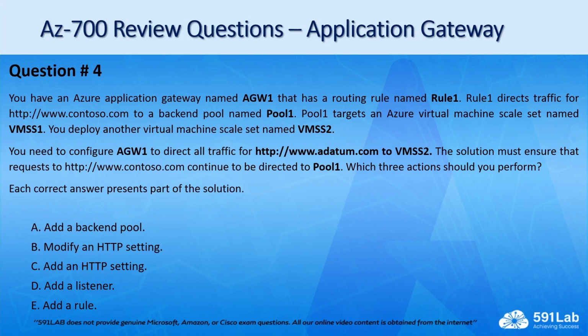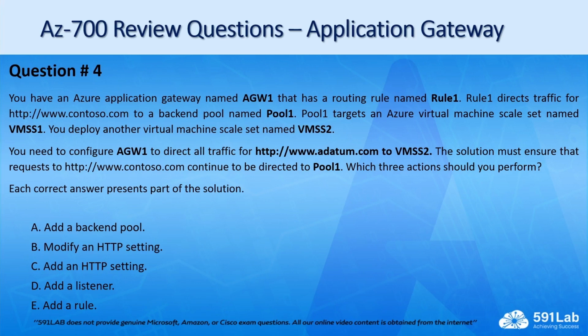So let's understand this part. We have one application gateway. Inside that application gateway, we have one rule. And we have one backend pool called pool 1. And pool 1 is using virtual machine scale set 1 as its target. Fine. We also created another virtual machine scale set, which is VMSS2. Now you need to configure the same application gateway and direct all traffic from www.adatem.com to virtual machine scale set 2. So contoso.com traffic should go to pool 1 and pool 1 has VMSS1. Now adatem.com should go to VMSS2.